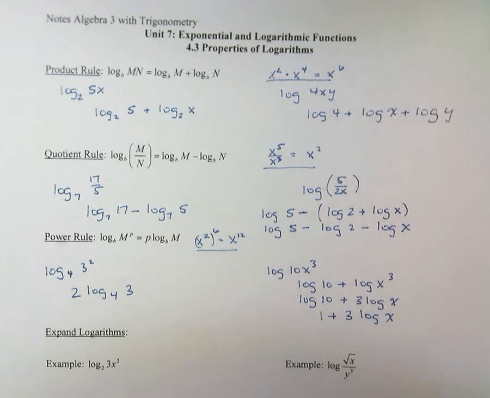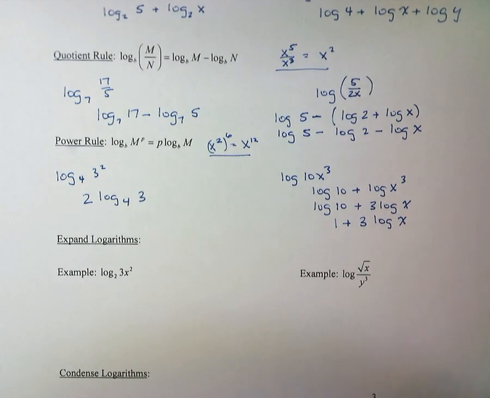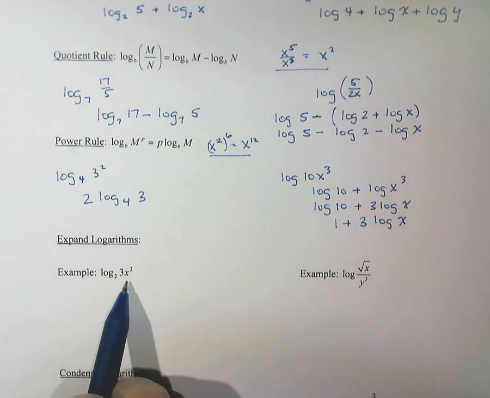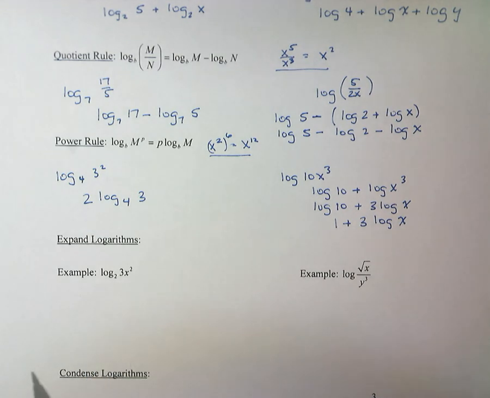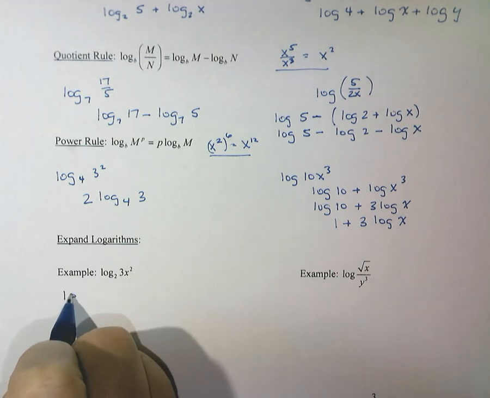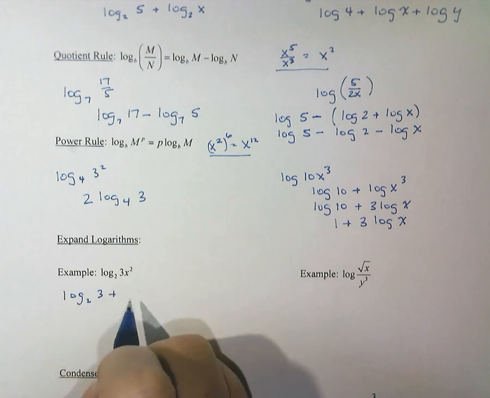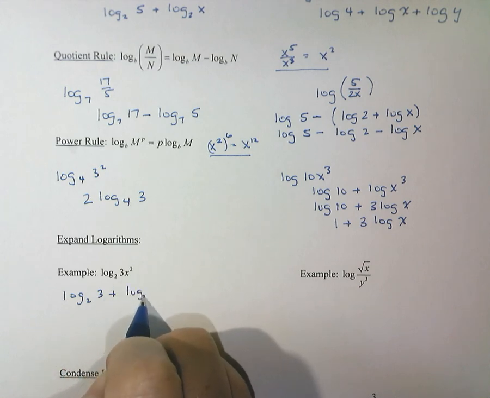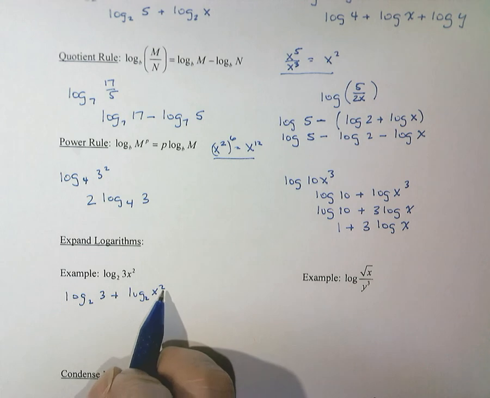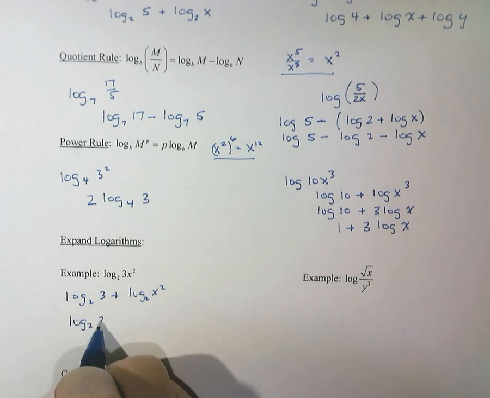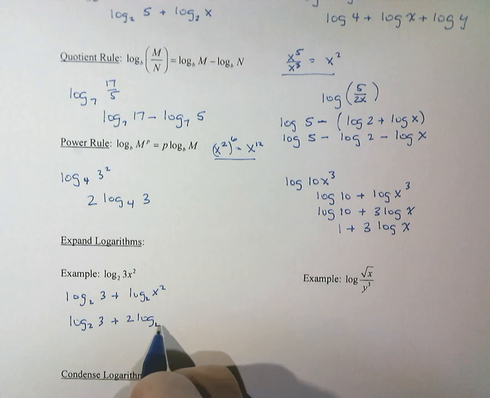Okay, to use these properties, we're going to expand and condense logarithms. I'm going to give you a couple examples here, but I'll give more examples during live lessons, and I'm going to give you a lot of practice on this. So, 3x squared. Well, 3 is being multiplied by x squared, and the exponent of 2 is only on the x. So when I expand this, I'm going to have log base 2 of 3 plus log base 2 of x squared. I can now take this exponent and put it in front: log base 2 of 3 plus 2 log base 2 of x.